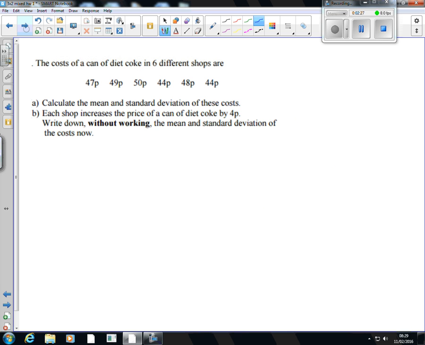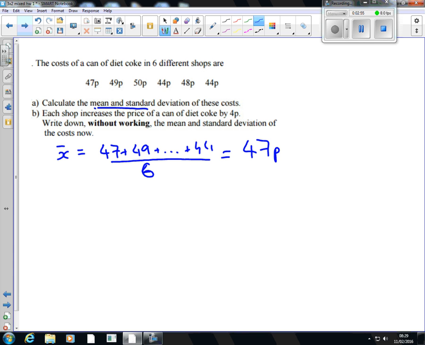Question 2, standard deviation, which is lovely and complicated to mark, so you'll enjoy this one. The first mark you're looking for is the mean and standard deviation. So the mean, x bar, is when you add all of them up, so 47 add 49 add everything else add 44, divided by 6, is equal to 47p. That's your mean. That's your first mark. I'm hoping everyone's going to get that mark in some way, shape or form.